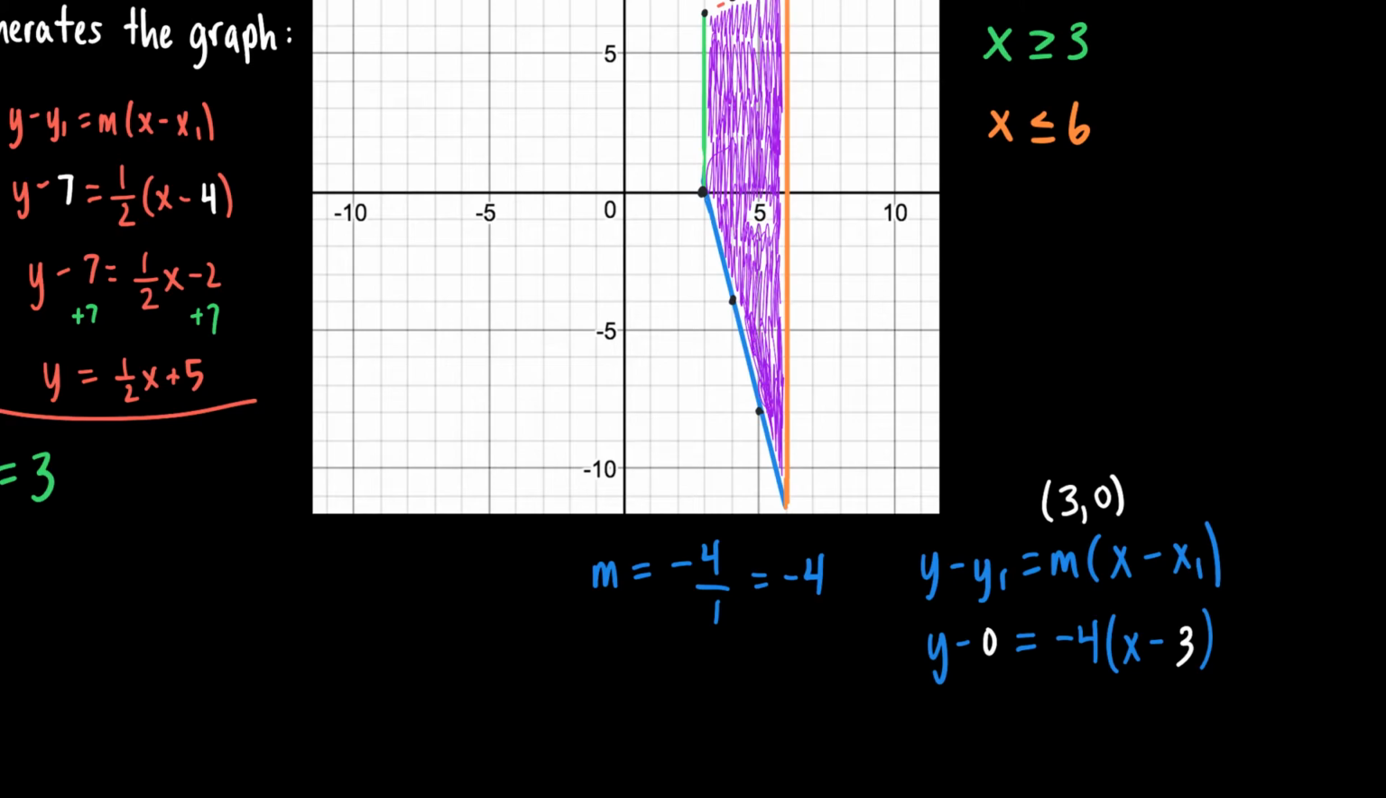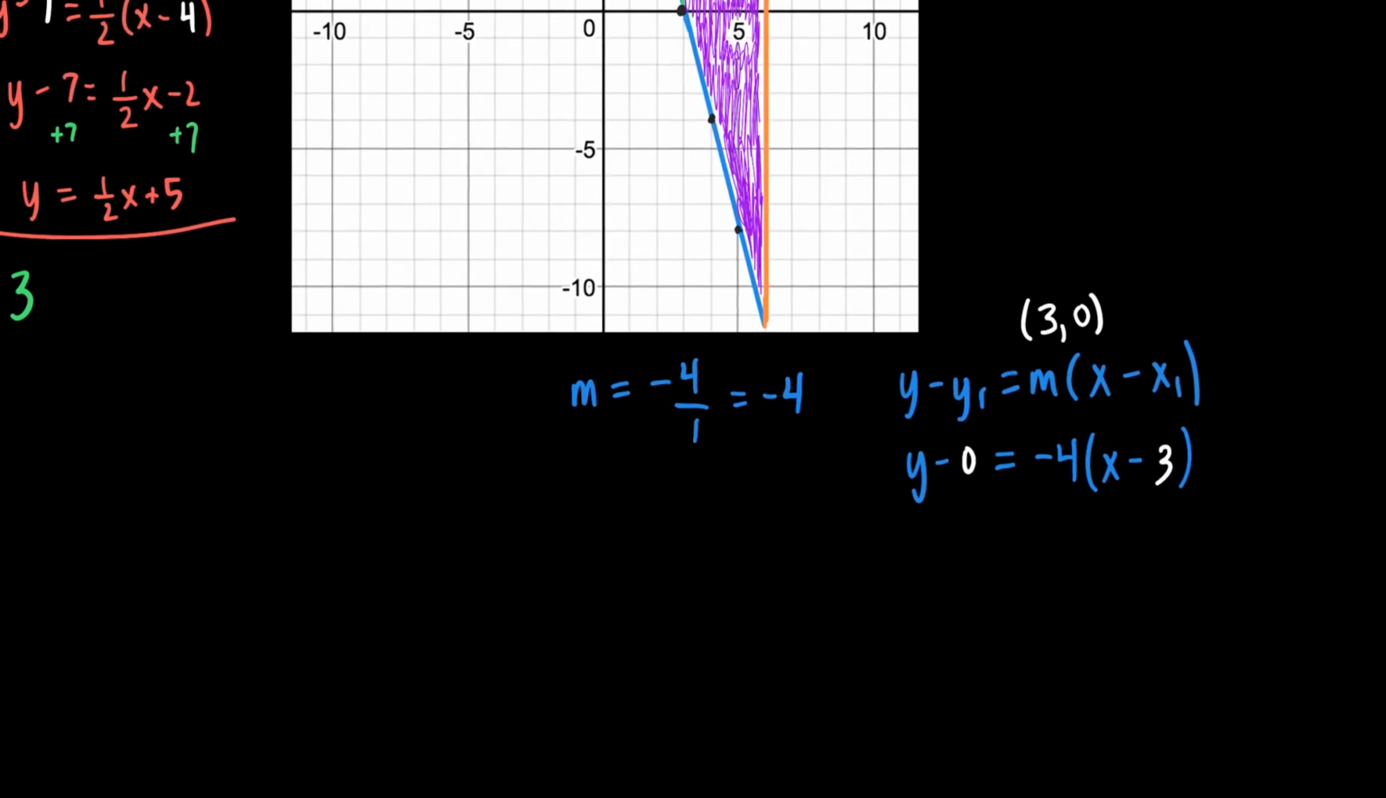So right now we've got the equation of this line in point-slope form, and then we can just switch it over to slope-intercept form. So we've got y is equal to -4x plus 12. Just make sure you multiply that -4 to both parts there. So if we wanted the equation of that blue line right there, it would be y equals -4x plus 12, but we don't just want the line, we want everything above the line. So we want all the y values that happen to be more than -4x plus 12.